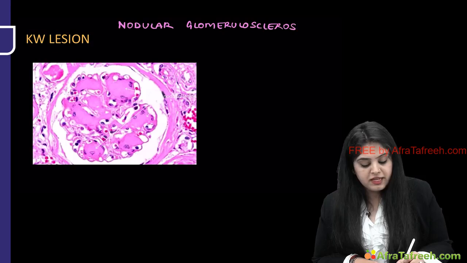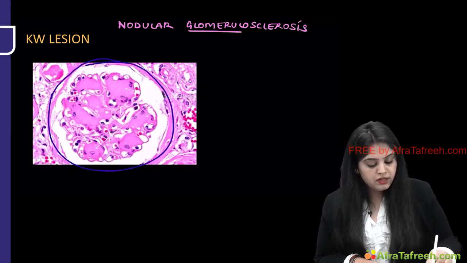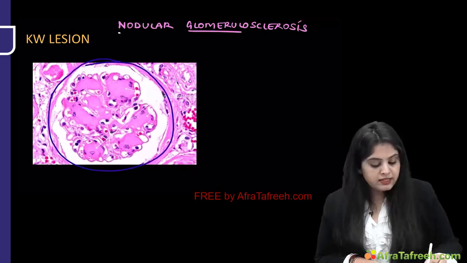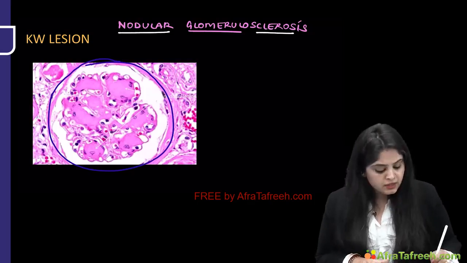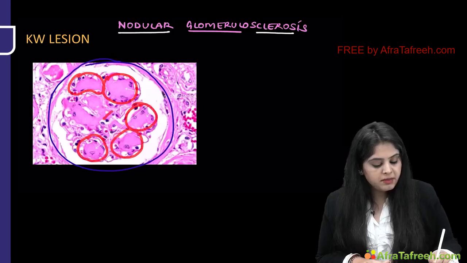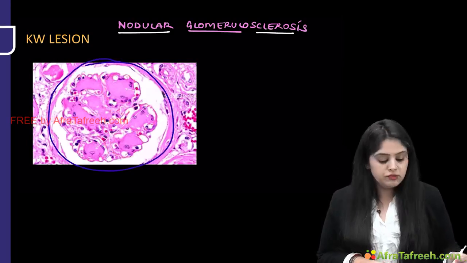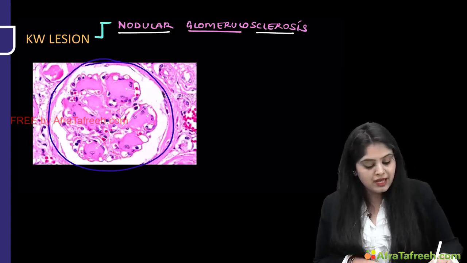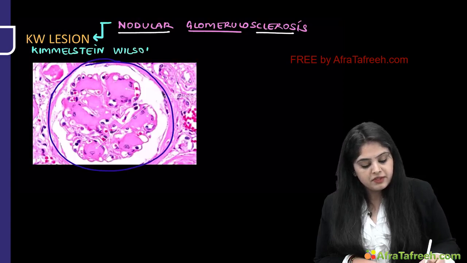glomerulosclerosis, which means that there will be a picture of a glomerulus which I can very well visualize over here, and there is going to be some nodularity that I will notice. Nodularity of what? Sclerosis. Sclerosis is pink material. So I can visualize pink color material here, here, and here. There are multiple pink lesions that are going to be present in a case of nodular glomerulosclerosis, and this is also known as the Kimmelstein-Wilson lesion.